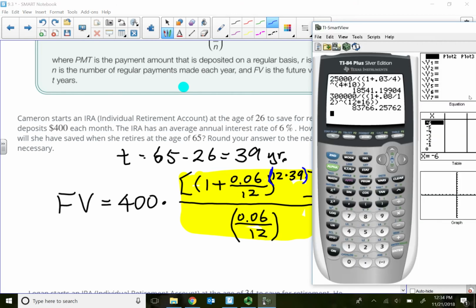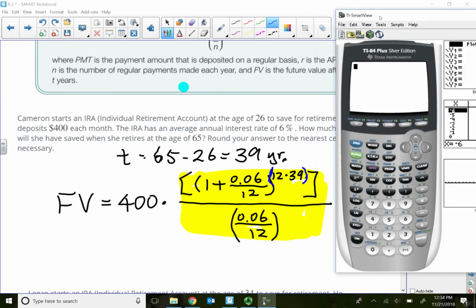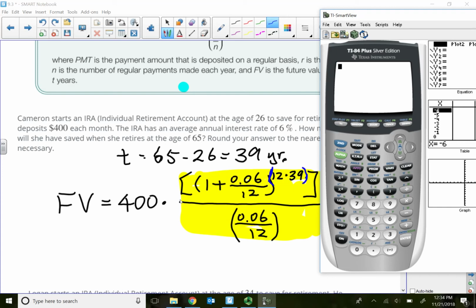So let me show you. I'm actually going to leave the $400 out for a minute. I'm going to put that in at last. There's no bracket in the calculator, so instead of a bracket, we'll just open a parenthesis. Open the inner parenthesis right before the 1 plus 0.06 divided by 12. All right, let's close the parenthesis.